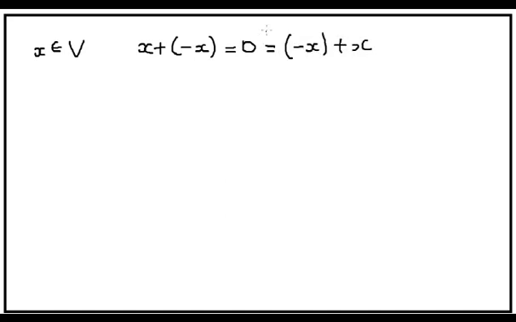Let me skip over the following one as well, because that one will also quite easily hold. So what we need there is that for each vector x, we need another vector which will be called minus x. And that minus x needs to have the property that x plus minus x is equal to 0. And that also needs to be equal to minus x plus x, but by commutativity we know this will be true anyway.